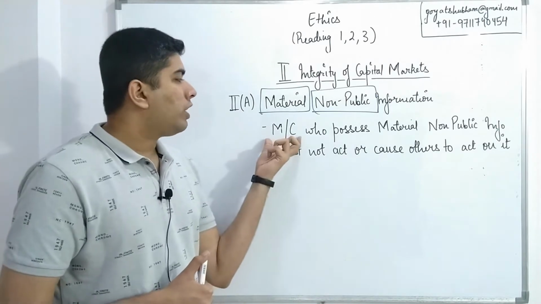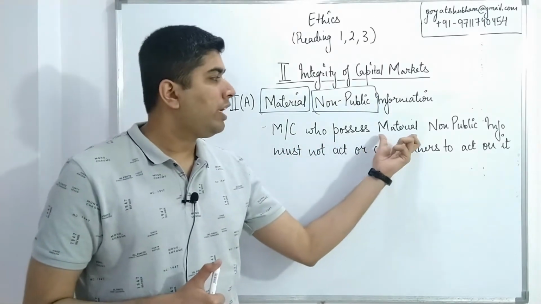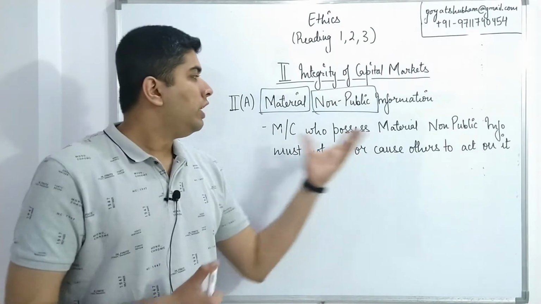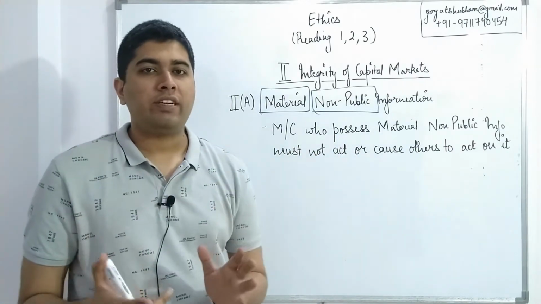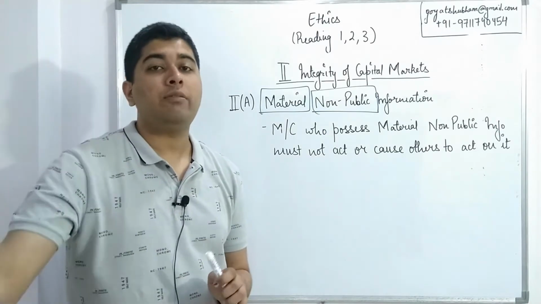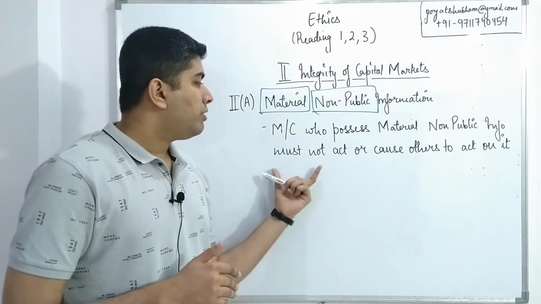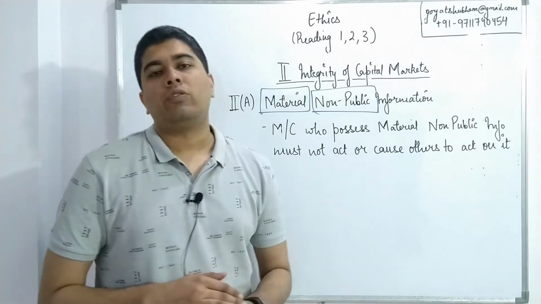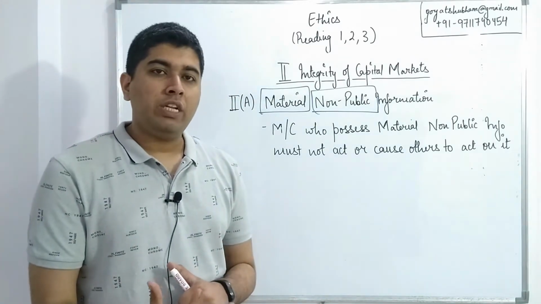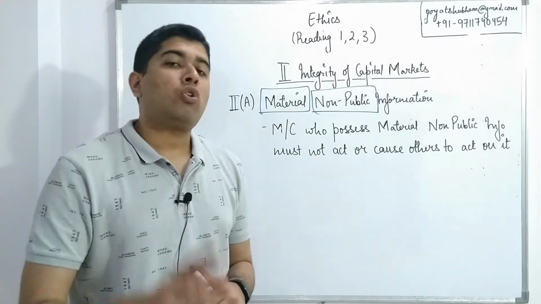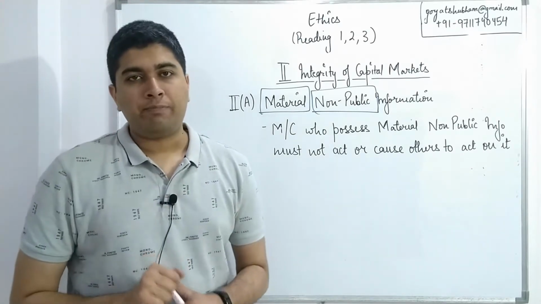So members or candidates who possess material non-public information, so members or candidates who possess this kind of very important, sensitive information that is not there in the public domain yet, must not act or cause others to act on it. So you should not be taking any actions based on that information, and you should also not influence or cause someone else to take actions on that.